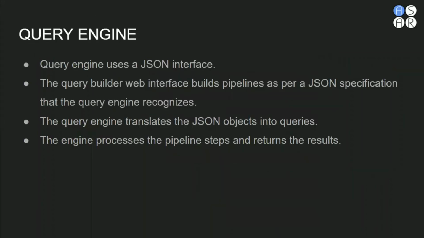The query engine internally uses a standard interface to specify the exact data processing steps. The query builder web interface builds pipelines as per the specifications that the query engine recognizes. Thus, the pipeline can be stored for further use or templatized. The query engine translates the message into database queries that each backend recognizes. Apart from the standard SQL queries, we also have support for predefined functions in supported programming languages. We currently have support for Python. The engine processes the pipeline steps and returns the results.